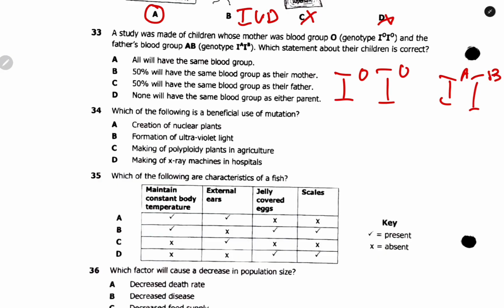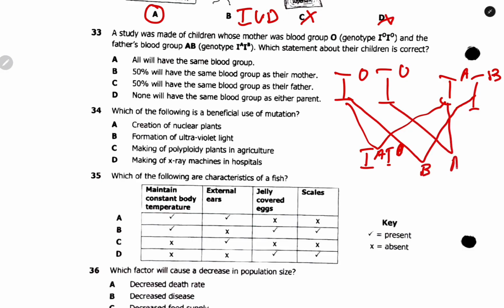Which statement is true about the children? If I were to cross this, you're going to find that these children will have the blood group A. Then you cross with that, it will have the blood group B. You cross this one with that one, it will have blood group A. You cross this one with that, it will have blood group B. So 50% will be blood group A, 50% will be blood group what?